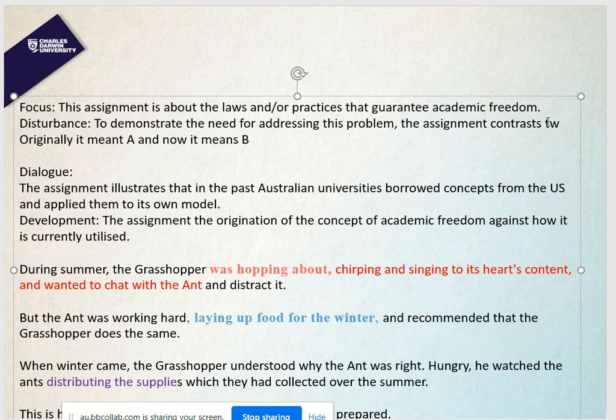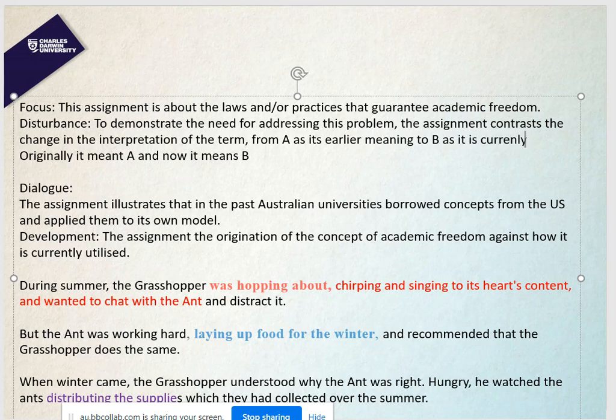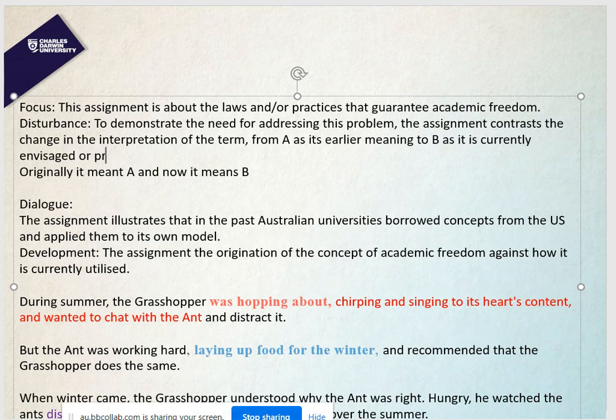If I'm in contrast, what do we say? To the change in the interpretation of the term from A as its earlier meaning to B as it is currently envisaged or practiced. Practiced, yep. Okay, just wait, let's see what happens next.